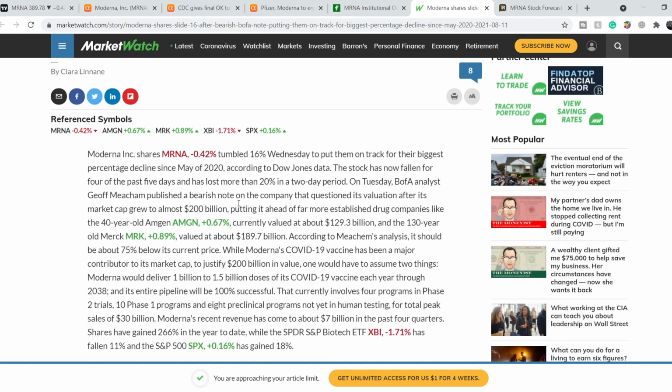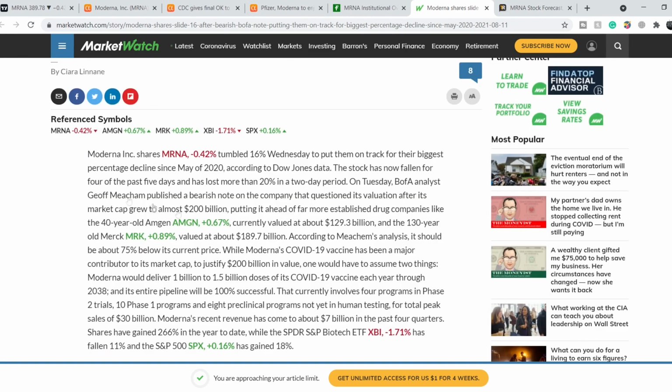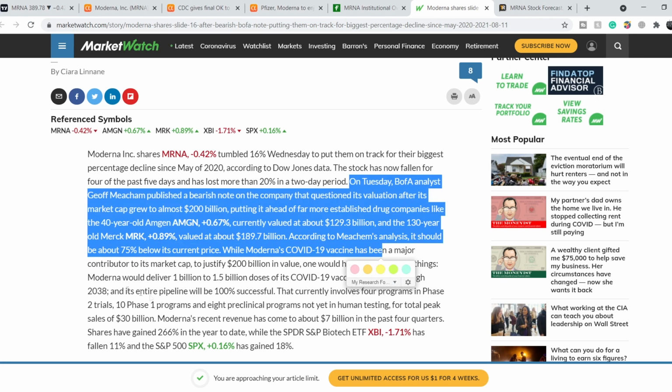And here's why. We are on Market Watch, and this article was published on August 11th, and it's titled "Moderna shares slide 16% after bearish Bank of America note, putting them on track for biggest percentage decline since May 2020." And let me quote you this. On Tuesday, Bank of America analyst Geoff Meacham published a bearish note on the company that questioned its valuation after its market cap grew to almost $200 billion, putting it ahead of far more established drug companies like the 40-year-old Amgen, currently valued at about $129.3 billion, and the 130-year-old Merck, valued at about $189.7 billion. According to Meacham analysis, it should be about 75% below its current price.